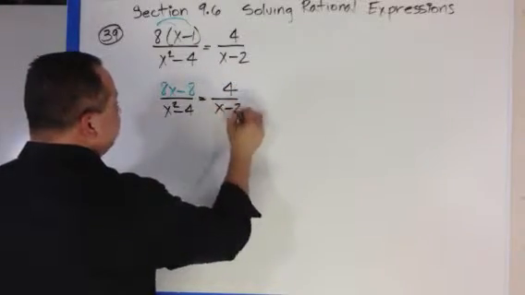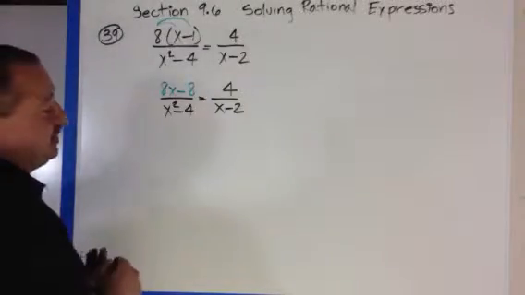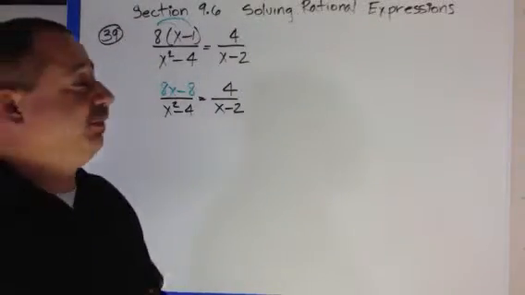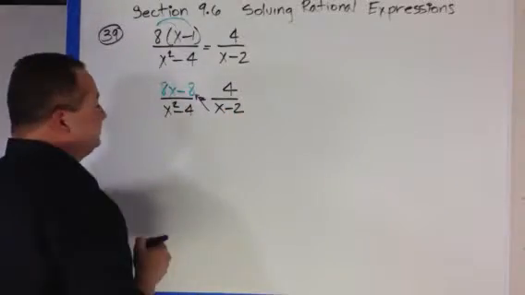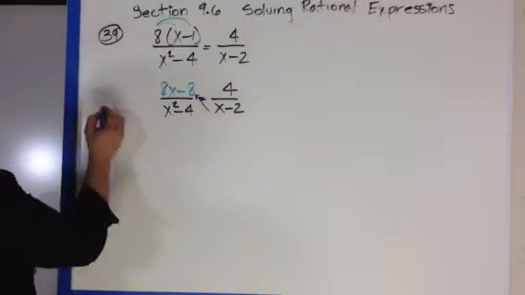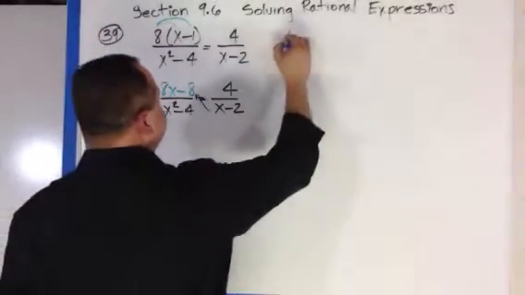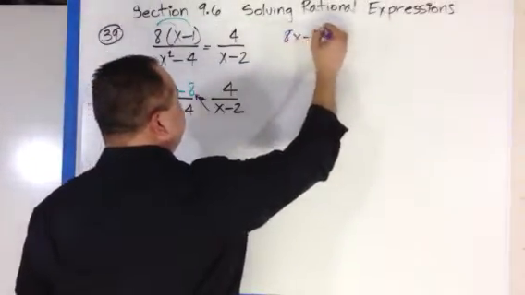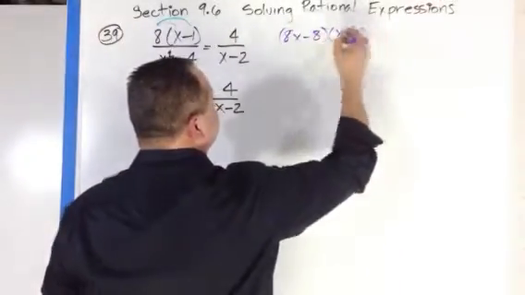over x minus 2. Okay, now I'm ready to do the cross product, or I'm sorry, not cross product, I'm ready to do the bow tie, or the butterfly, whatever you want to call it. So now I'm going to multiply that times that. I'll work it out over here on the side. So we're going to multiply, the purple would be 8x minus 8 times x minus 2.